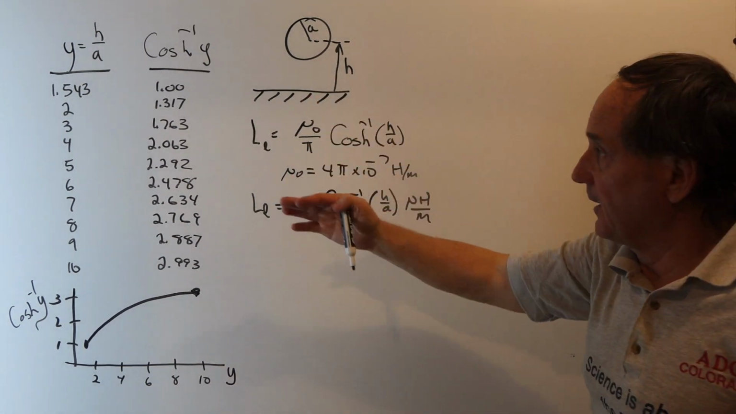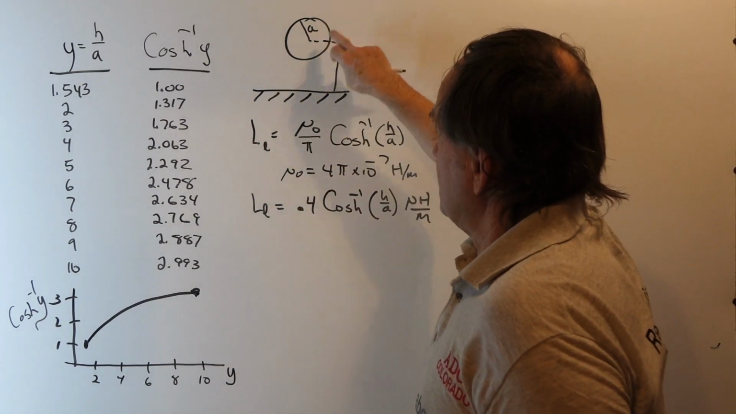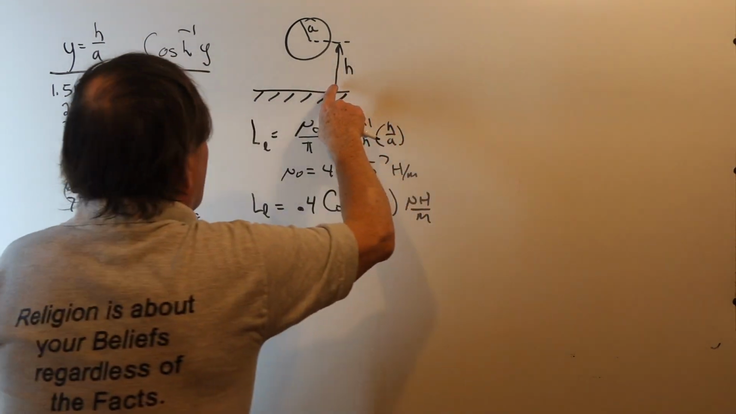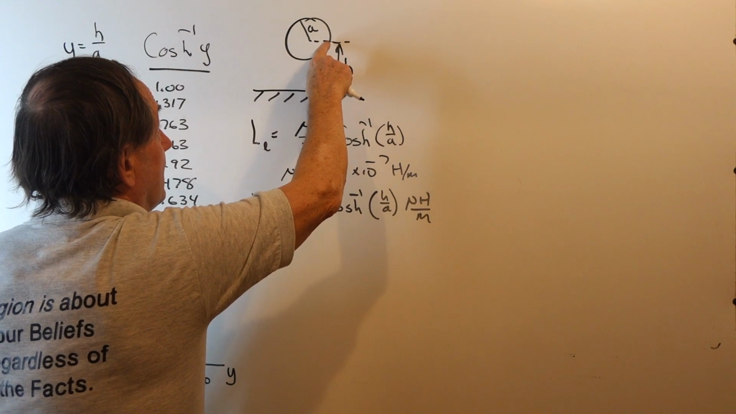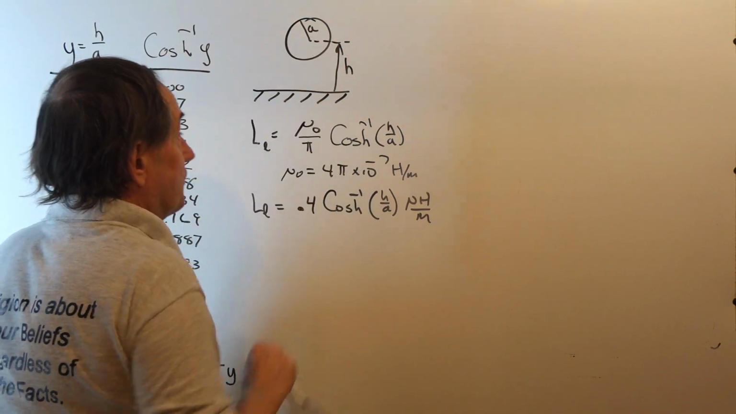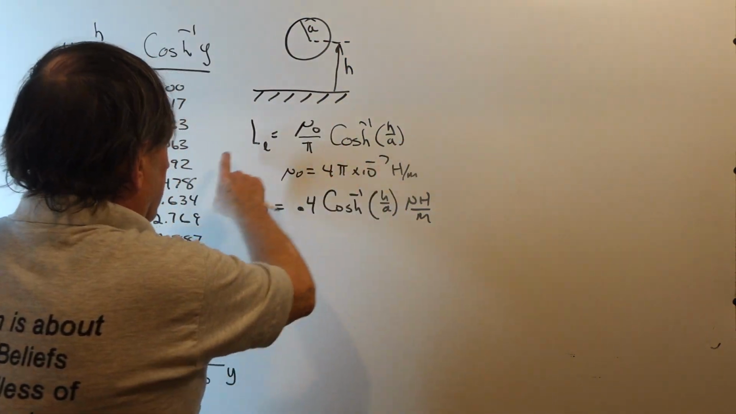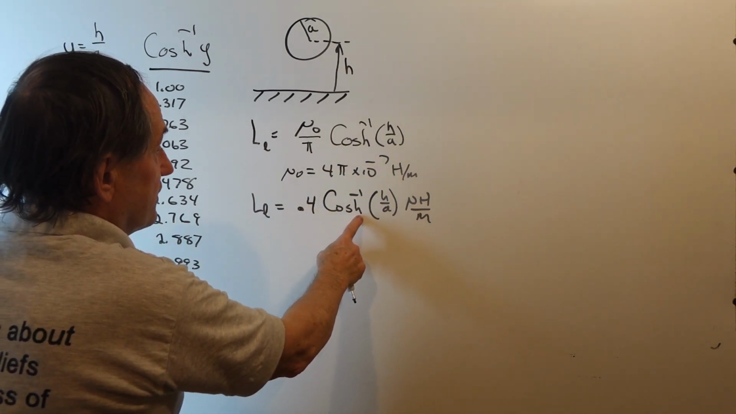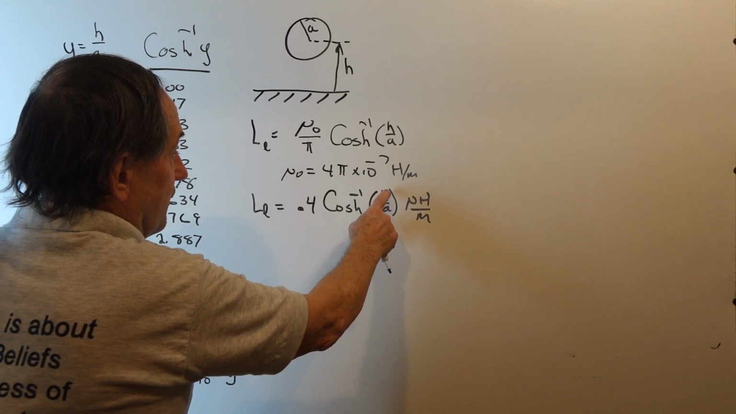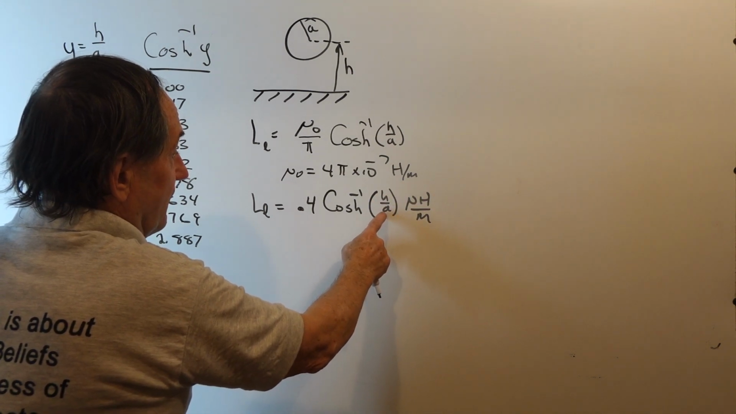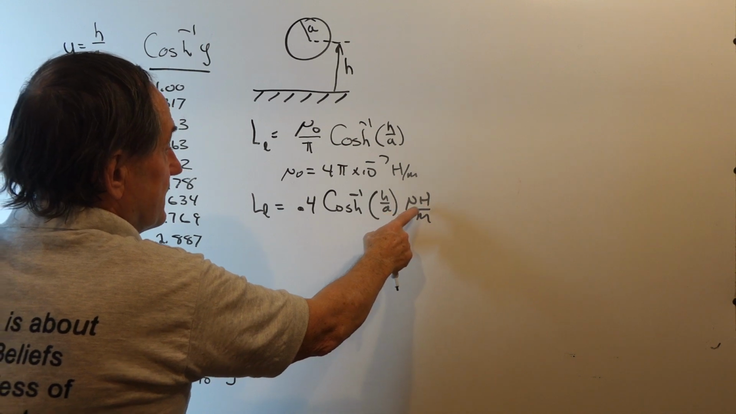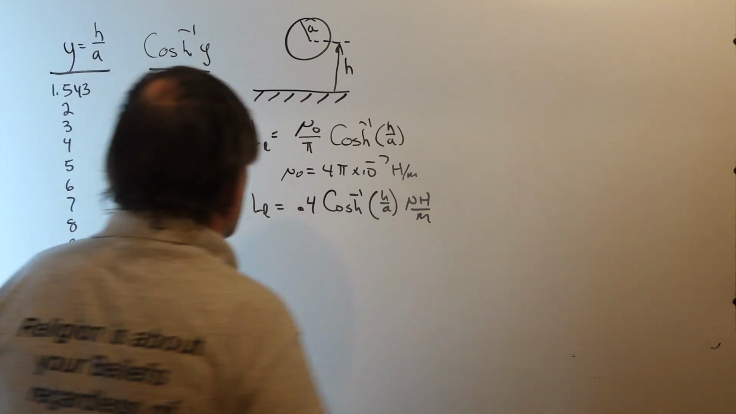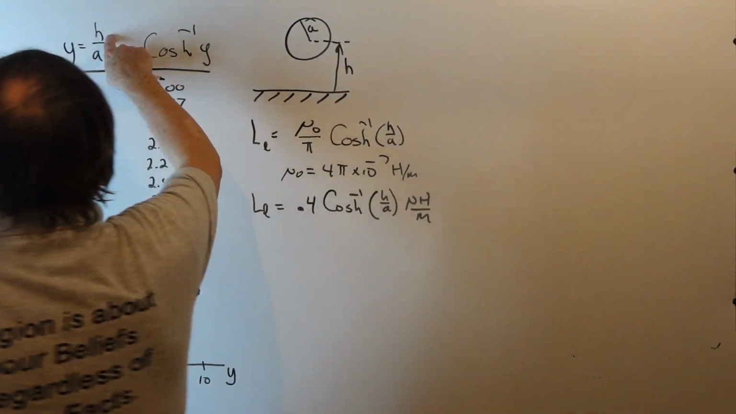I've rewritten the board. We're looking at a single wire above a conducting ground plane. The wire is a height h above the ground plane, and the wire has a radius a. The inductance per unit length we've shown to be 0.4 times the inverse cosh of the ratio of the height the wire is above the ground plane to its radius, and gives us microhenries per meter. Okay, y is a ratio of h to a.